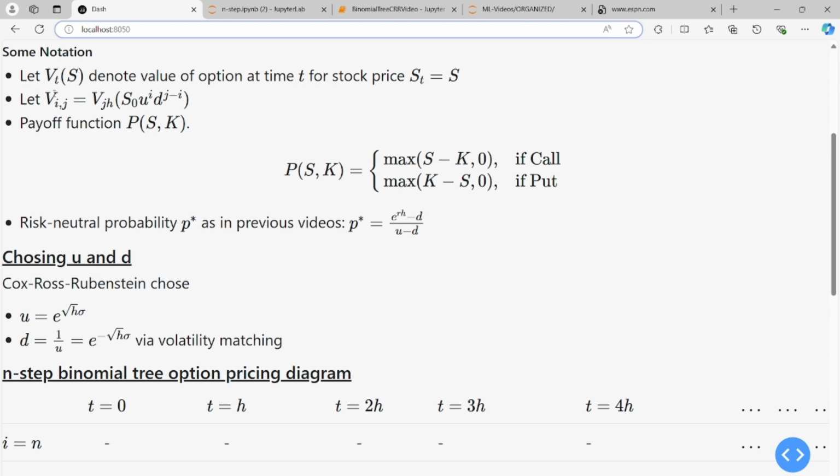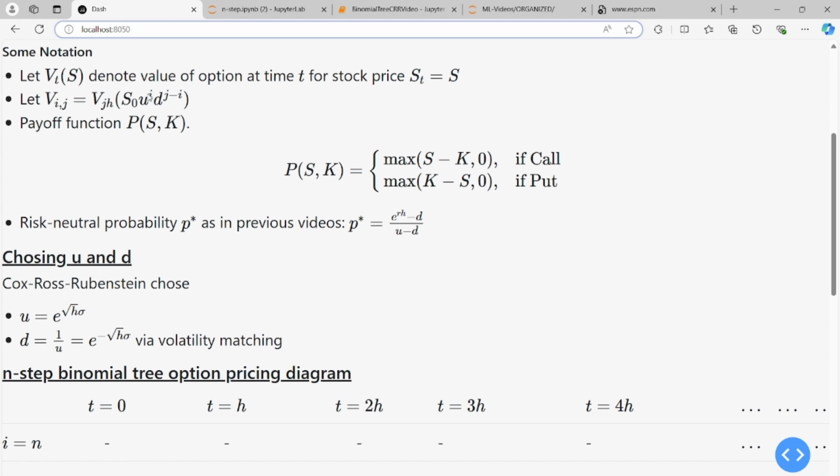We'll let V_ij be the option value at time j times h, meaning you're at time step j. Because each time interval is of size h, you'll be at time jh, and the stock price is going to be S_0, the initial stock price, times u to the i, times d to the j minus i. So whatever time step you're at is the j here. If you're at time step 10, it'll be d to the 10 minus i, and u to the i times d to the 10 minus i, and so on.